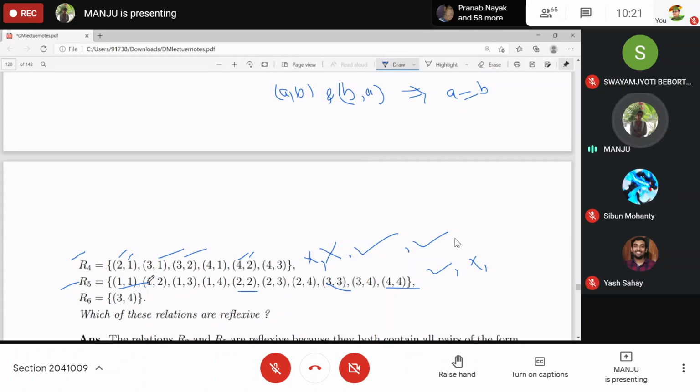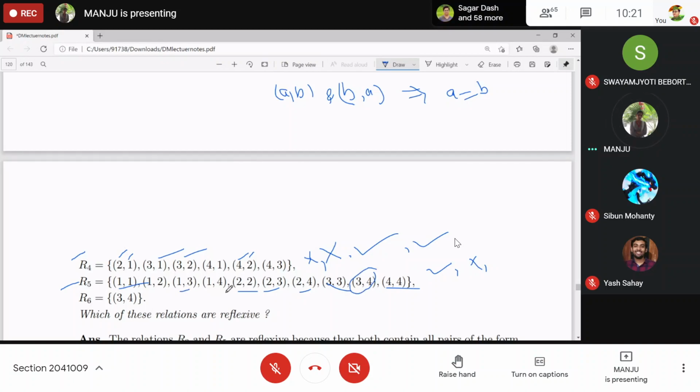(1,1), (1,2): (1,2) is present. (1,1), (1,3): (1,3) is present. (1,4) present. Then you can take this one. (1,2), (2,2). Okay. (1,2), (2,3): (1,3) is present. (1,2), (2,4): (1,4) is present. (3,4) is not there.